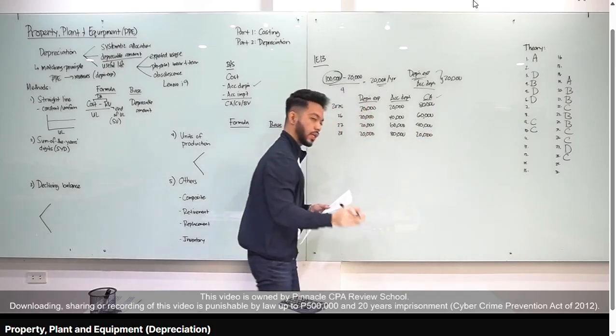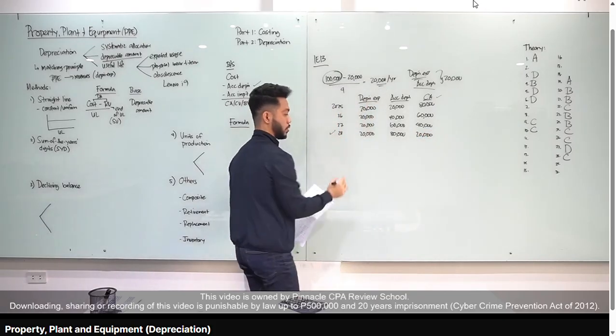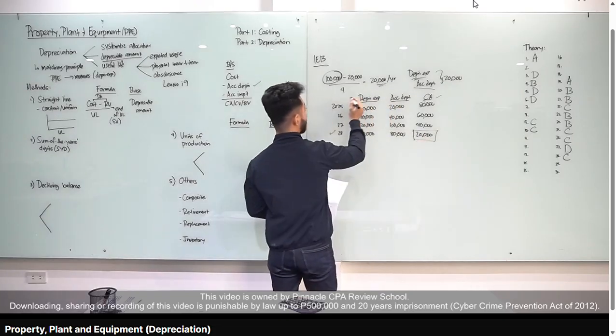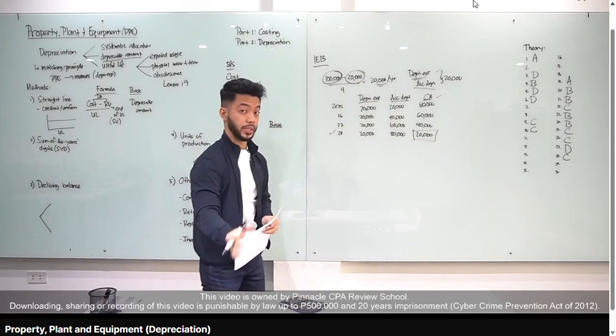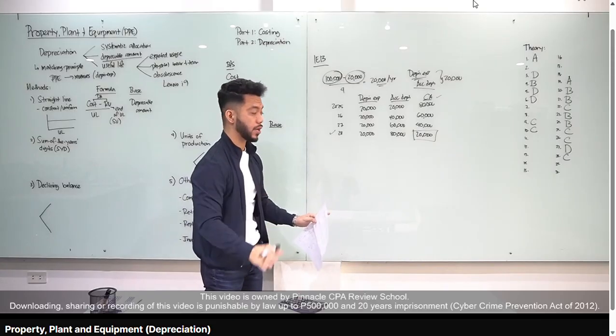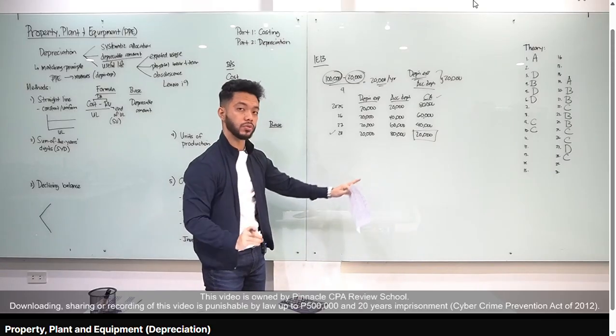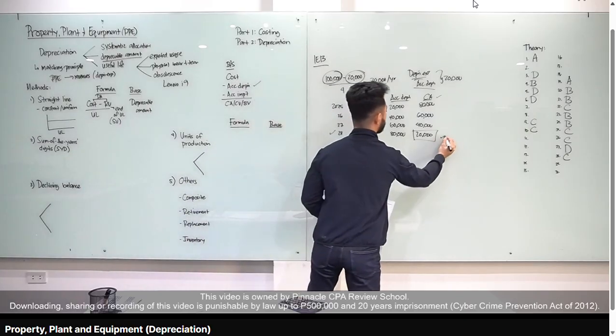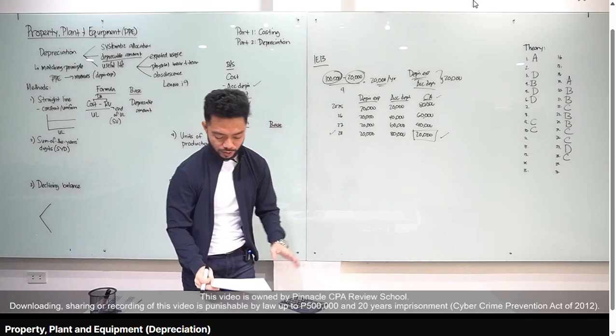So take note class, at the end of the useful life, which is yung 2028, the carrying amount of the asset under the straight line method is equal to the residual value. Always yan. Again, ibang tawag sa residual value, salvage value. Okay, so ito siya. So that's for straight line method. Very straightforward, madali lang yan.